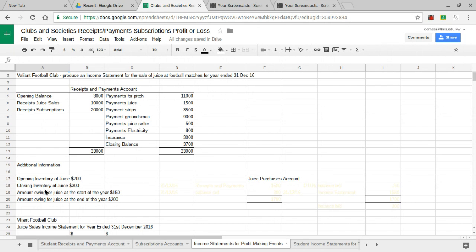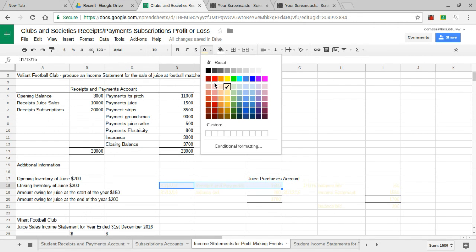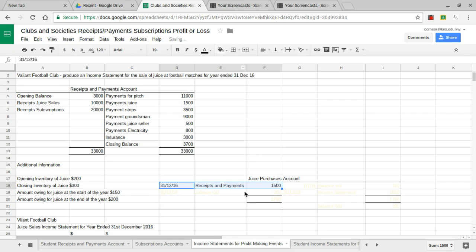We know the opening inventory of juice, closing inventory of juice, but we also know they owed some money for juice at the start of the year and some money for juice at the end of the year. So the first thing I'm going to do is a juice purchases account, and juice is going to be an expense. So I know the amount spent on juice somewhere is 1,500, and that's come from the receipts and payments account, and it goes on the debit side because it's an expense account.